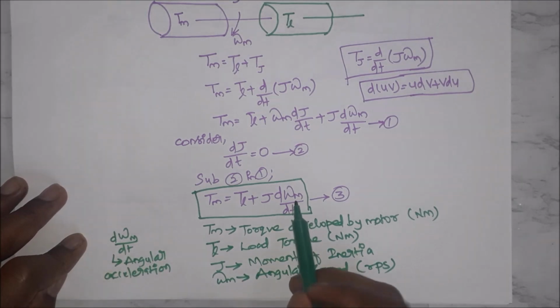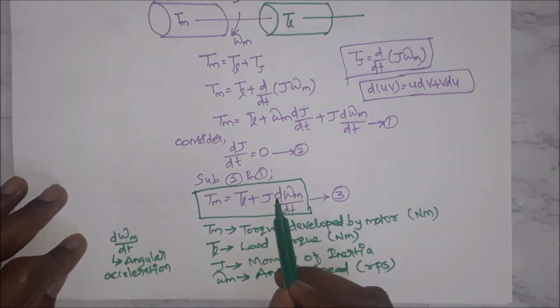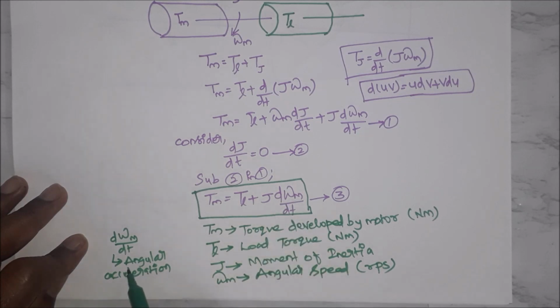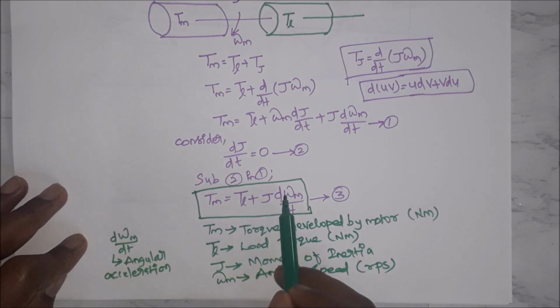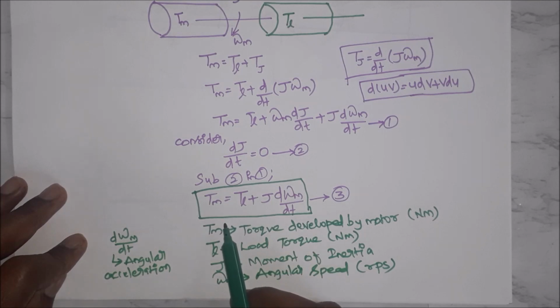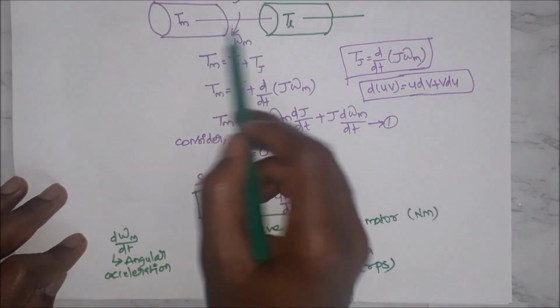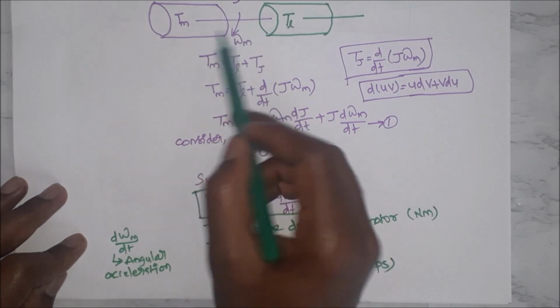Okay, see, omega m is nothing but angular velocity. Here this is d omega m by dt, that means the differentiation of angular velocity with respect to time. The differentiation of angular velocity with respect to time is known as angular acceleration. So these are the representations. So your motor load dynamics is Tm is equal to TL plus J into d omega m by dt, which is an important equation of any motor load dynamic systems which are coupled mechanically to each other.